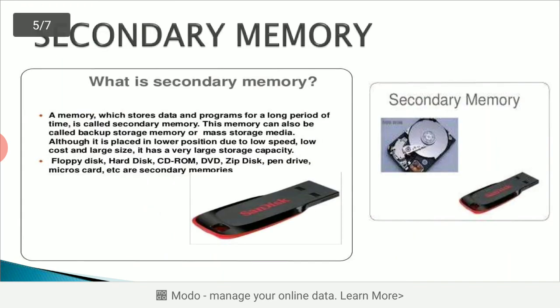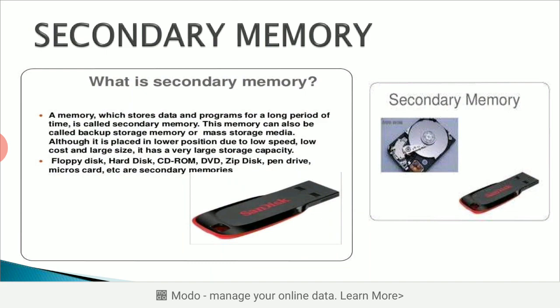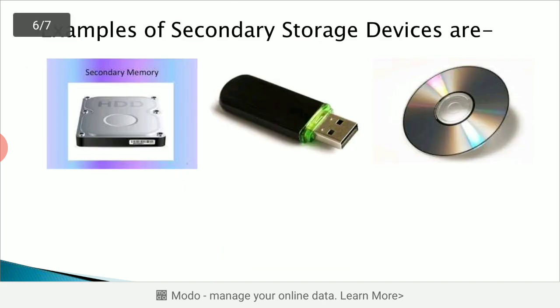Now, what is secondary memory? You know that primary memory can store data and instructions temporarily. To overcome the limitation of primary memory, secondary memory is used, which can store the data and information permanently. Secondary memory is also called external memory. So you can see in this picture, it is all secondary memory. It is a pen drive. A pen drive is also a secondary memory because a pen drive saves your data permanently.